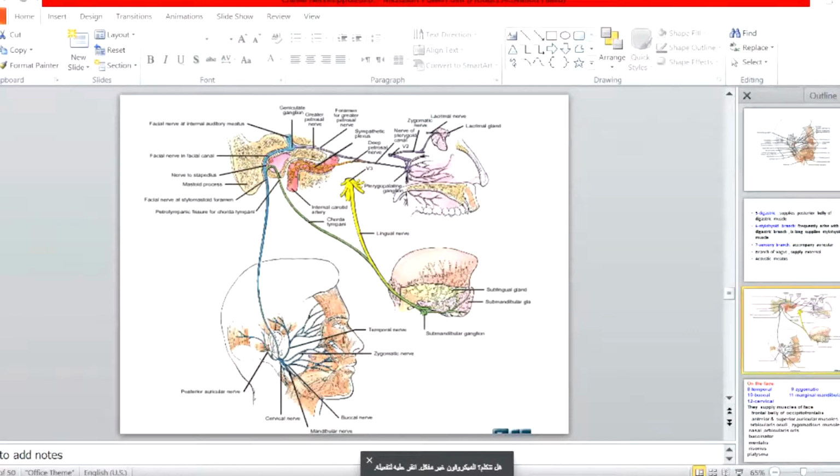Is the slide clear for all of you? Yes, doctor, it's clear. So on the top left here, this is the middle ear cavity. This is the petrous part of temporal bone. Here is the mastoid process. This is the internal acoustic meatus.